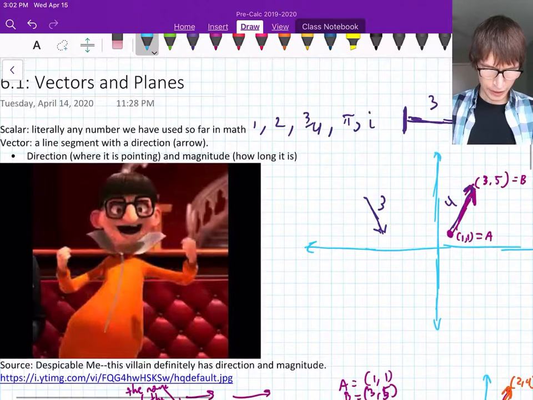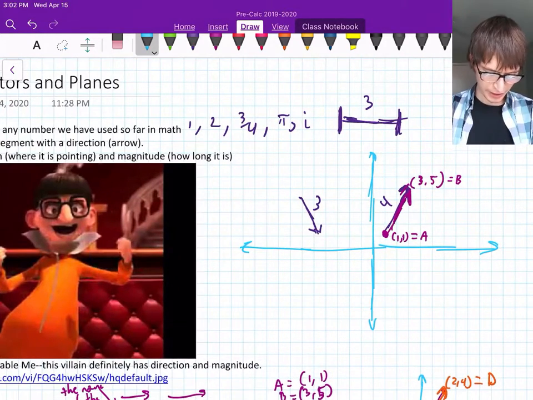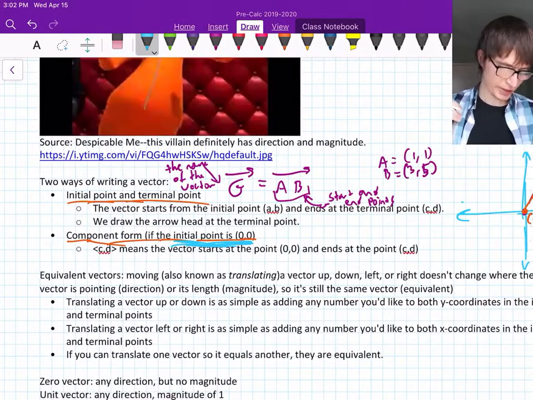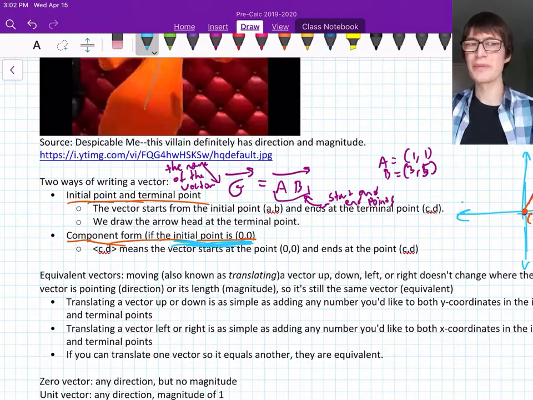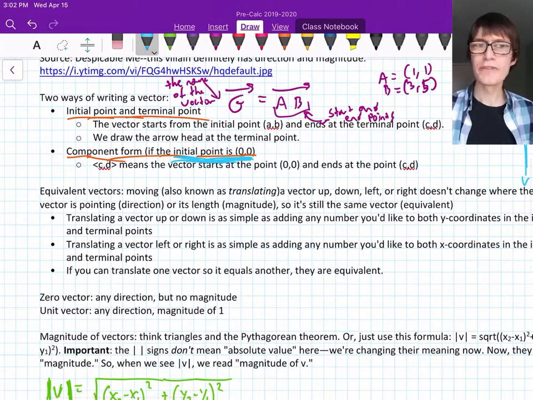Okay, so we've talked about a couple things so far. We've talked about how a vector is different from a scalar, of all the numbers that we're used to. We've talked about how an initial point and terminal point is a way to write a vector, and how component form is another way to write a vector if it starts at 0, 0. The next thing we can talk about is equivalent vectors.